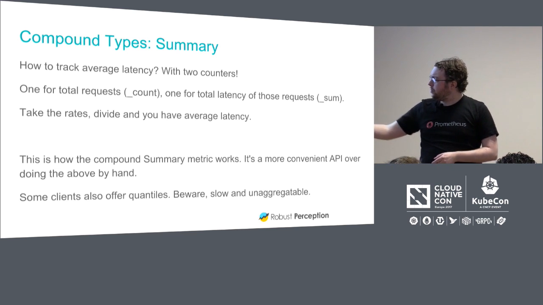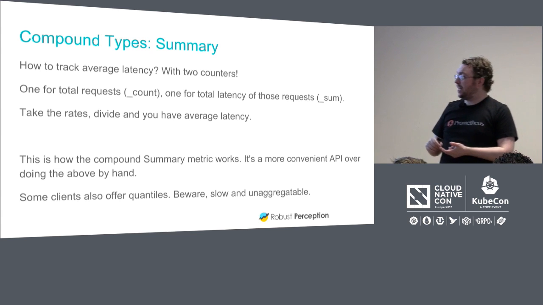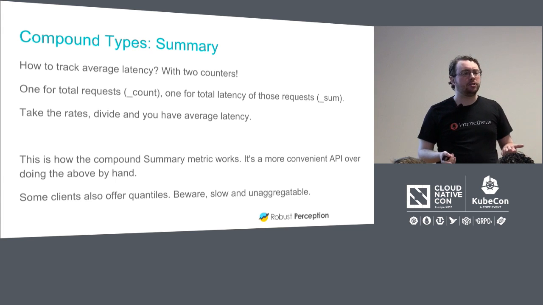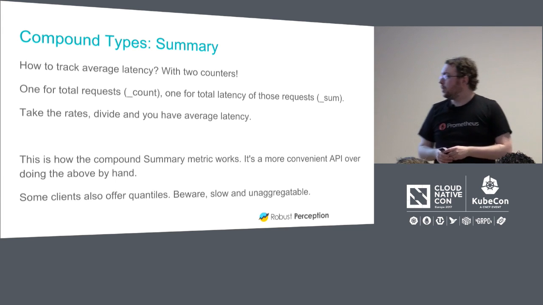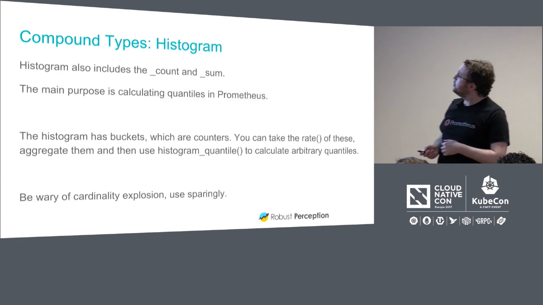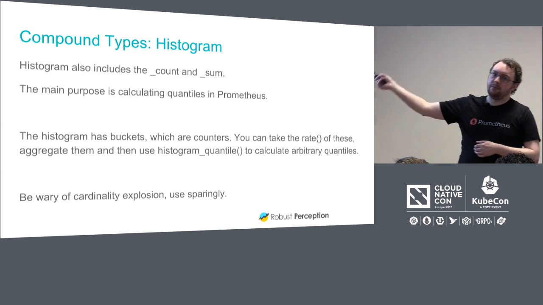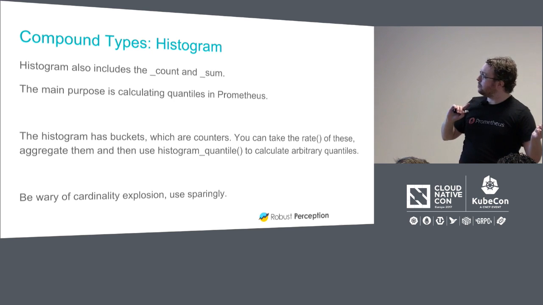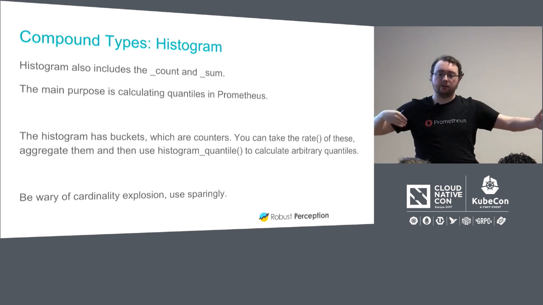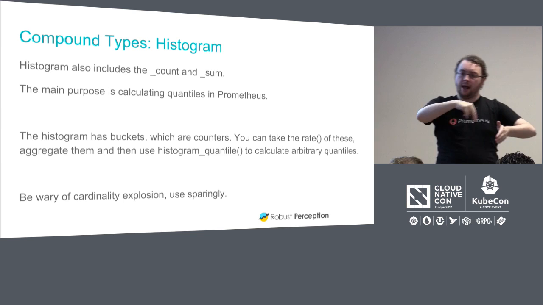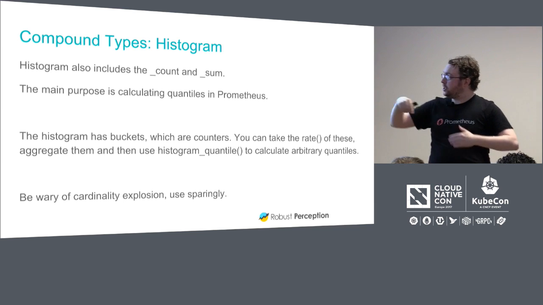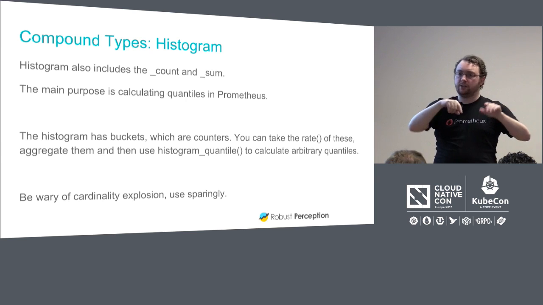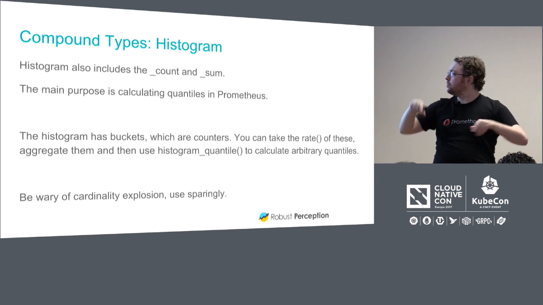There's also quantiles, but quantiles calculated in the client are not aggregatable, and they tend to be slow because you need mutexes and lots of math. It can have some uses, it varies. The other one is the histogram. It also has the same count and sum that the summary has, but really it's for calculating quantiles in Prometheus. Because all it does is have counters, which are buckets, which indicate the histogram. You take the rate of all of those, which you can aggregate up then, and then you figure out, okay, so where's the 90th percentile here?